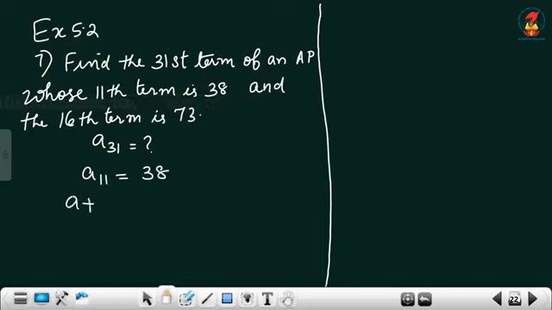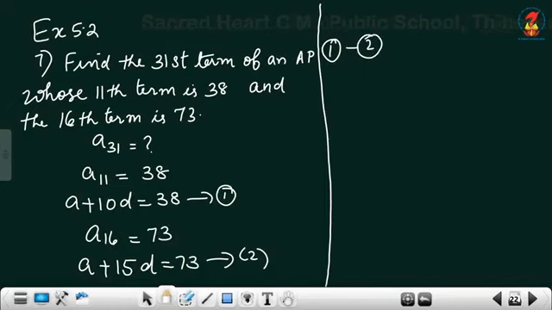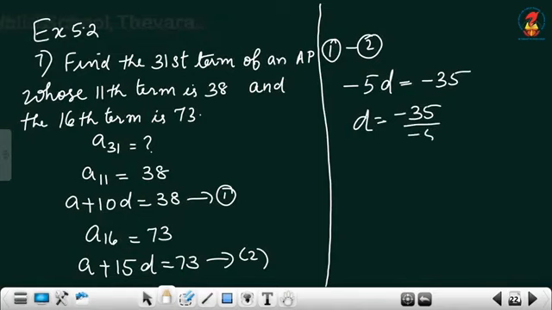So we can write it as a plus 10d is equal to 38. First equation. Second given is a16. a16 is equal to 73. So we can write a plus 15d is equal to 73. Equation 2. So solve this. 1 minus 2 will give minus 5d is equal to minus 35. So d is equal to minus 35 divided by minus 5, which is equal to 7.